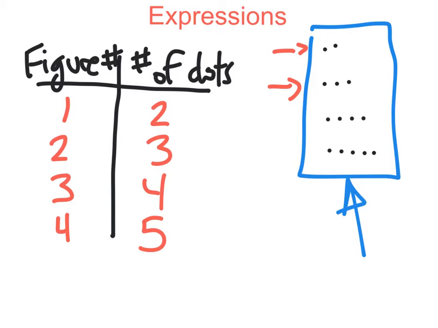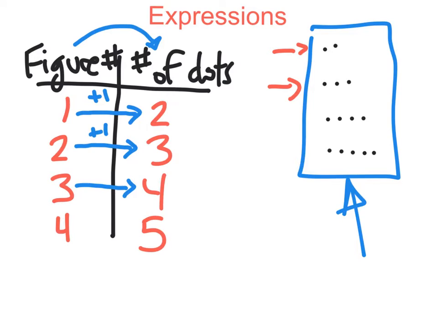Okay. Now to write an expression, we want to find a connection between the figure number and the number of dots. So figure 1 and the number of dots. Figure 2 and the number of dots. We want to see a connection here. How do we get from 1 to 2? We add 1. How do we get from 2 to 3? We add 1. How do we get from 3 to 4? We add 1. How do we get from 4 to 5? We add 1. So there's a pattern happening, isn't there?